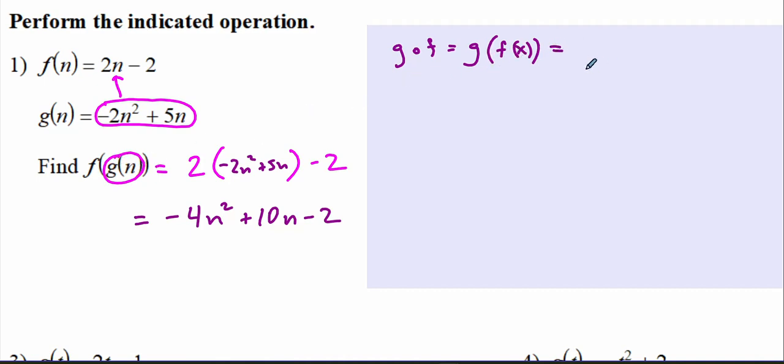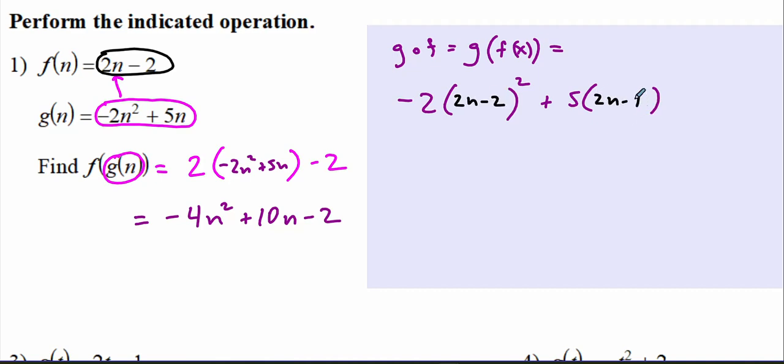So anyway, what does this really mean? Well, into the g function, I'm going to plug in the f. Well, what's my g? Well, g is right there. So g basically says, well, negative 2, my input, the variable n, squared, plus 5, and the input variable n. But instead of n, I actually have an expression of this. So this is 2n minus 2, and this is 2n minus 2. I know I wrote it wrong. And then I'll simplify it.